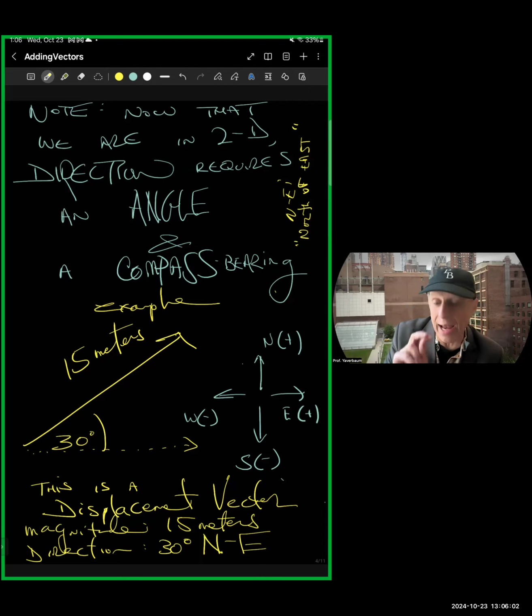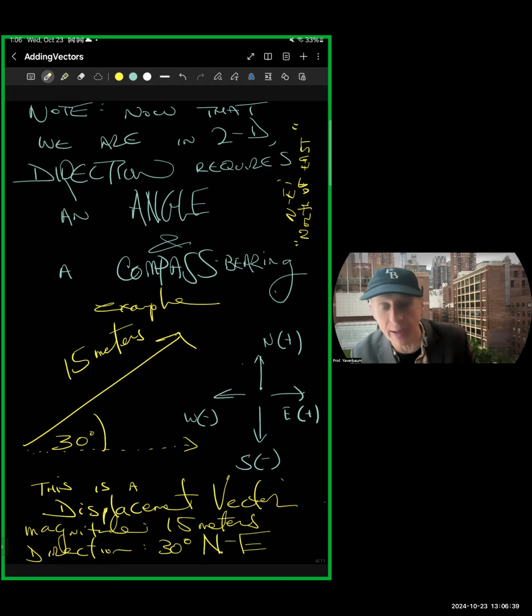I'm saying direction always requires an angle. And furthermore, it requires points of the compass, because in physics, the way we do angles is we always do an acute angle. We'll never say 150 degrees. We'll say something like 30 degrees northwest, or 40 degrees southwest, or something like that. We always use points of the compass and an acute angle to designate direction. So you want to get used to that.